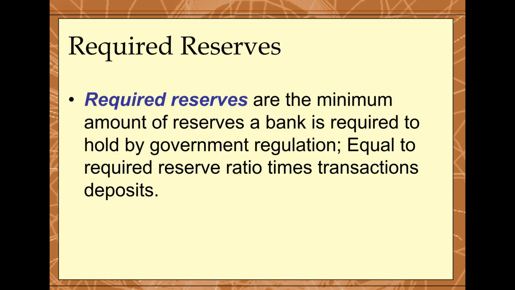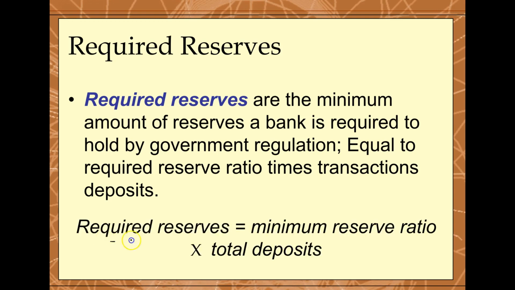So, required reserves are the minimum amount of reserves banks are required to hold in their vault or with the Federal Reserve. And the required reserves are going to be the minimum reserve ratio times total deposits. The minimum reserve ratio is set by the Federal Reserve.